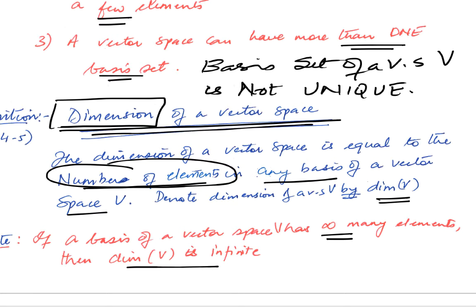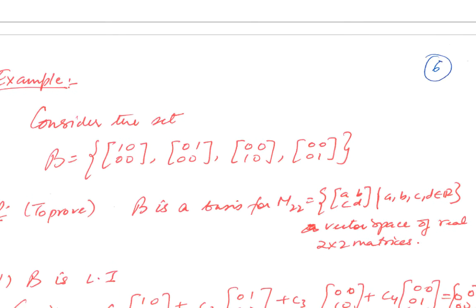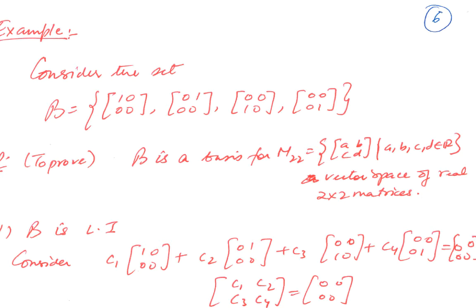Now let's look at some examples. We're going to go back to our M22. So here we're going to say, let's look at this basis set: [1, 0; 0, 0], [0, 1; 0, 0], [0, 0; 1, 0], [0, 0; 0, 1]. And I want to prove that this B, the capital B or whatever you want to say it, is a basis for the vector space of all real 2x2 matrices.